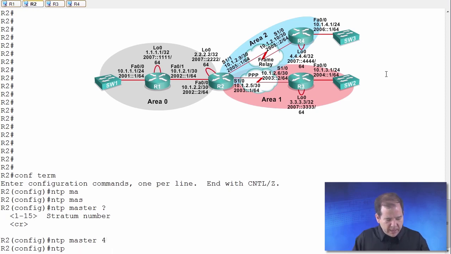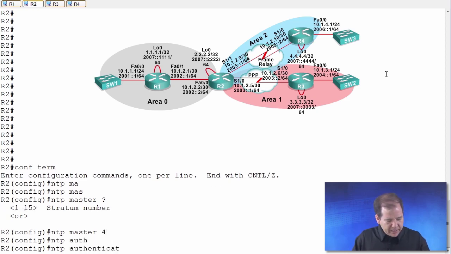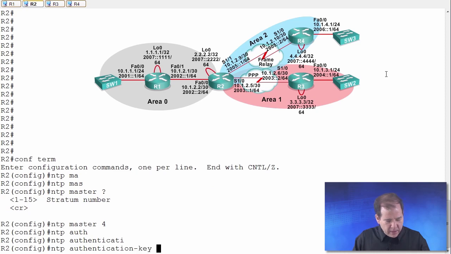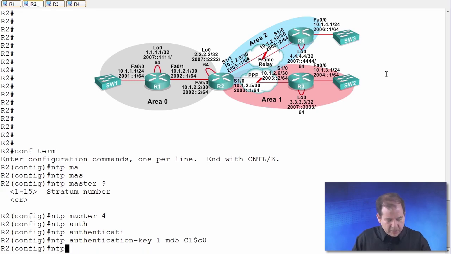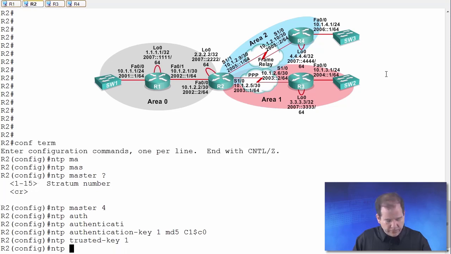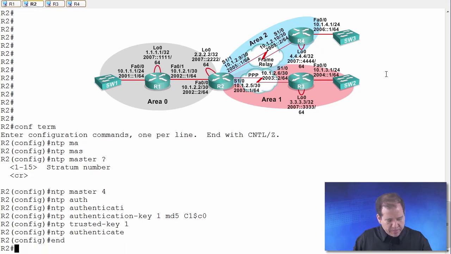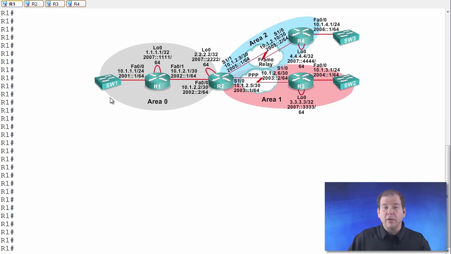Let's set up NTP authentication. I'll say NTP authentication-key, key number 1, a locally significant value. We're going to use MD5 hashing, our only option by the way. And I'm going to say capital C, 1, $C, and 0 as my authentication key. I'm going to say that key is trusted. The NTP trusted-key is 1. And finally, I want to enforce that we are going to be doing NTP authentication. That's our configuration on what we're going to refer to as our NTP server.